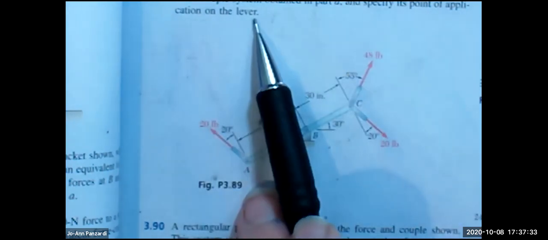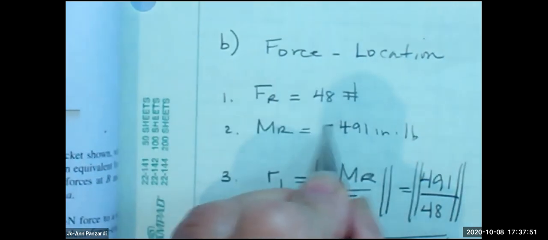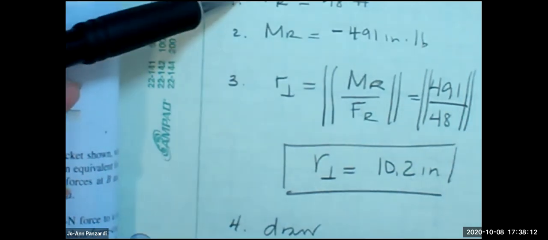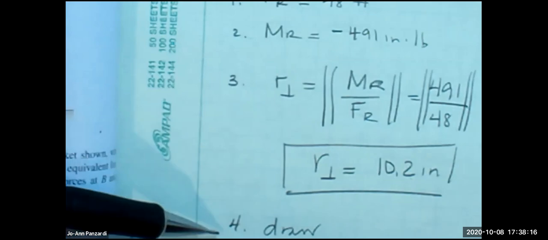Part B says determine the single force that's equivalent to the force couple system obtained in part A and specify its point of action, right? We're looking for the perpendicular distance. So remember, for a force location problem, first step, find the resultant force, which we already found, it's 48 pounds. Second, find the resultant moment, which is a negative 491 inch-pound. Third step, find the perpendicular distance, which is 491 divided by 48, and it comes out to be 10.2. The last step is to draw it.